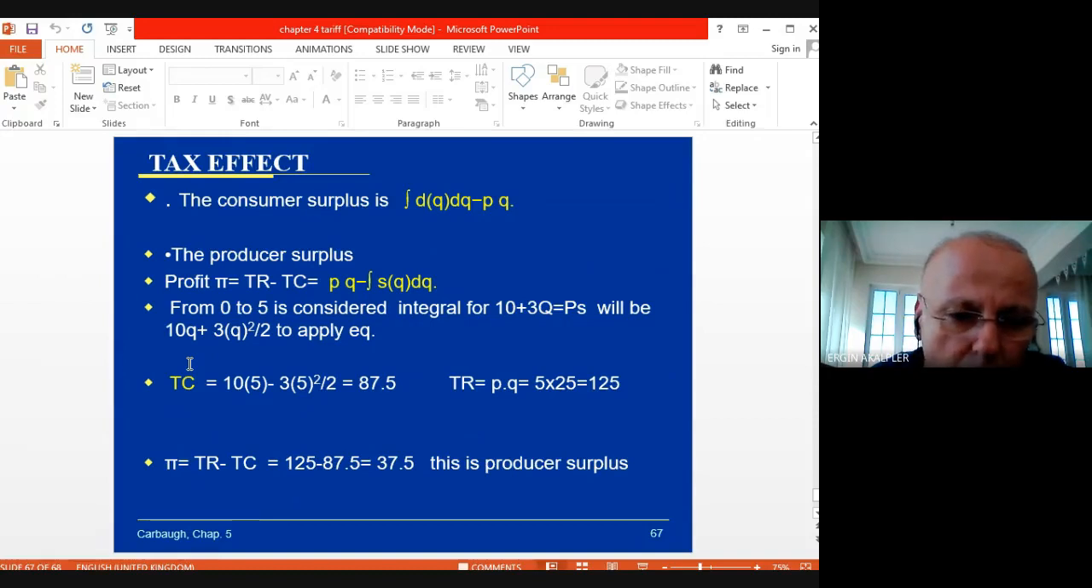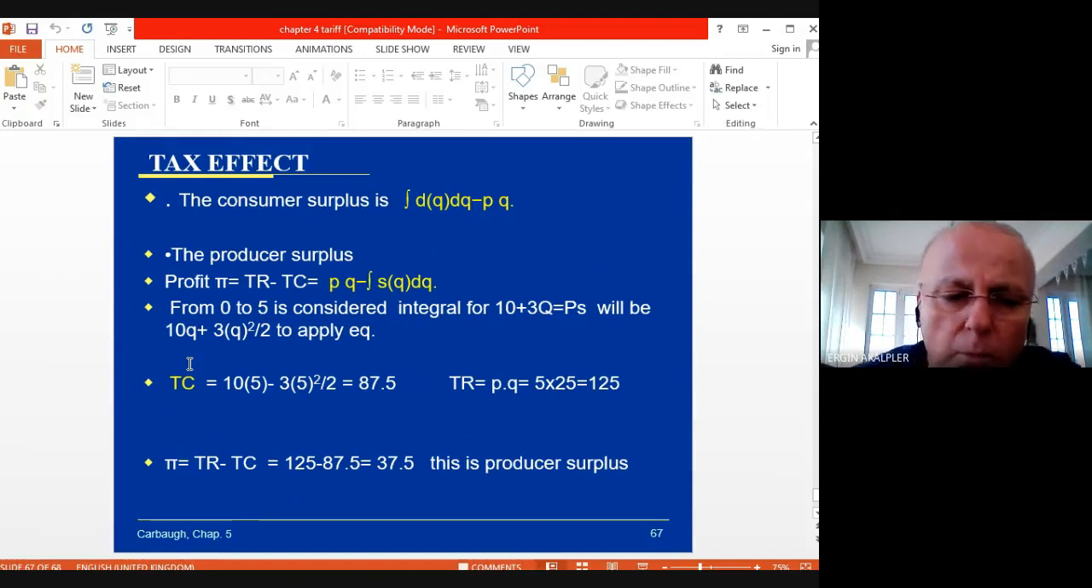You know the total cost is wages multiplied by labor plus real interest rate multiplied by capital. And when we apply this equation, then we have this total cost 87.5, and total revenue is supposed to be P multiplied by Q, which is 5 multiplied by 25 equal to 125. Total cost can be estimated with this integral, which we put into the equation. Then you subtract total cost from total revenue, 125 minus 87.5, which gives us 37.5.